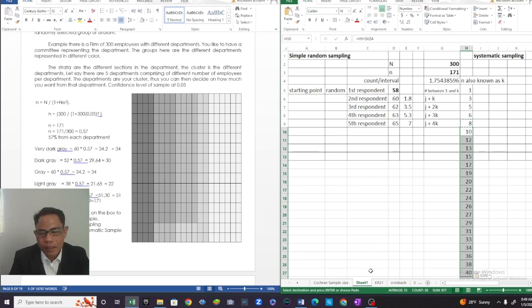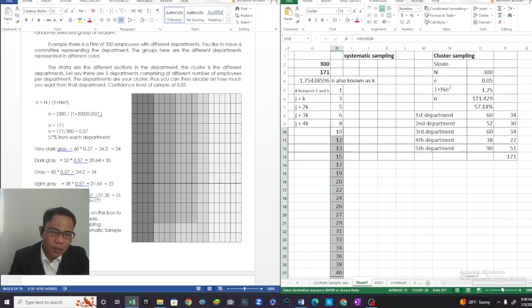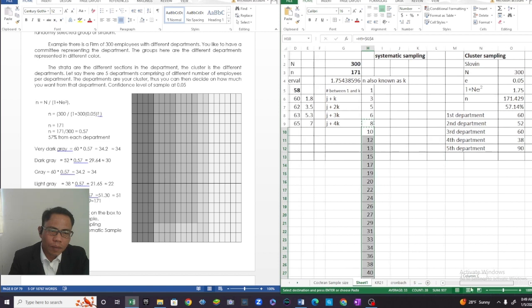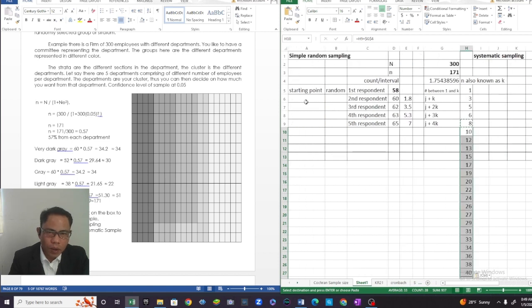So I'm gonna say it again. You don't just select. You have to have a procedure. One is simple random sampling, and the other is systematic sampling.